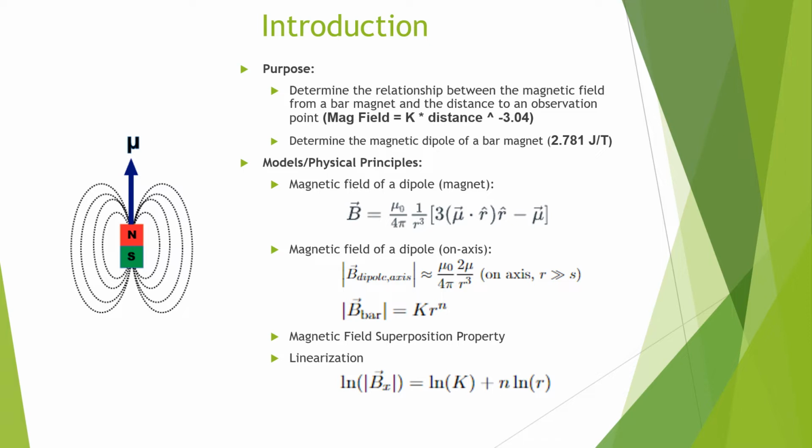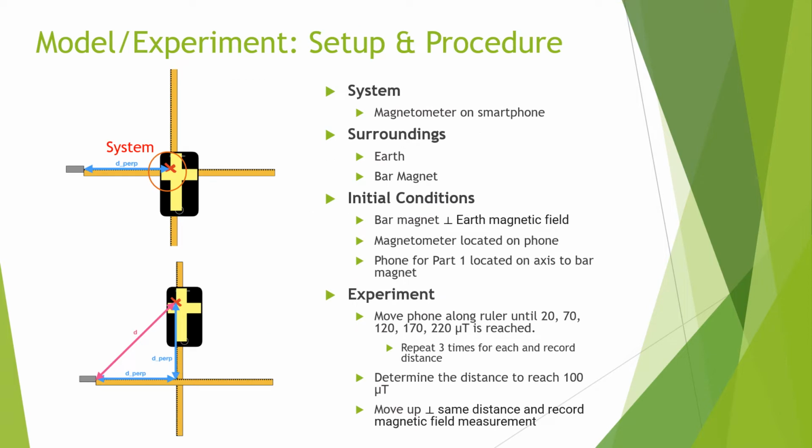The magnetic field superposition property, which basically states that at a certain position, different magnetic fields from different sources can be additive or subtractive, and also the concept of linearization, which will be used to determine the value k and the value n. And now on to the actual experiment.